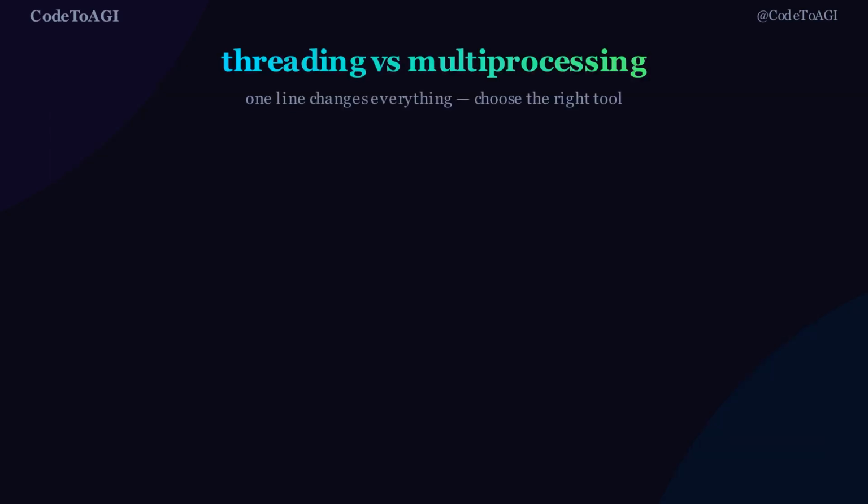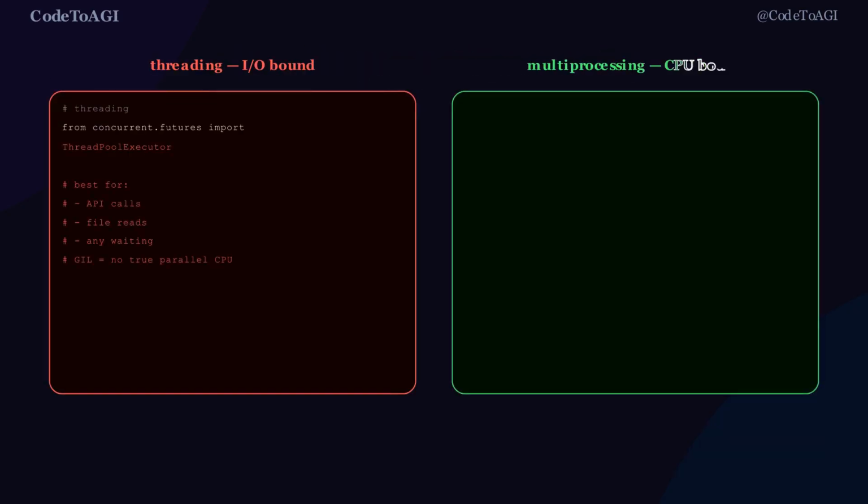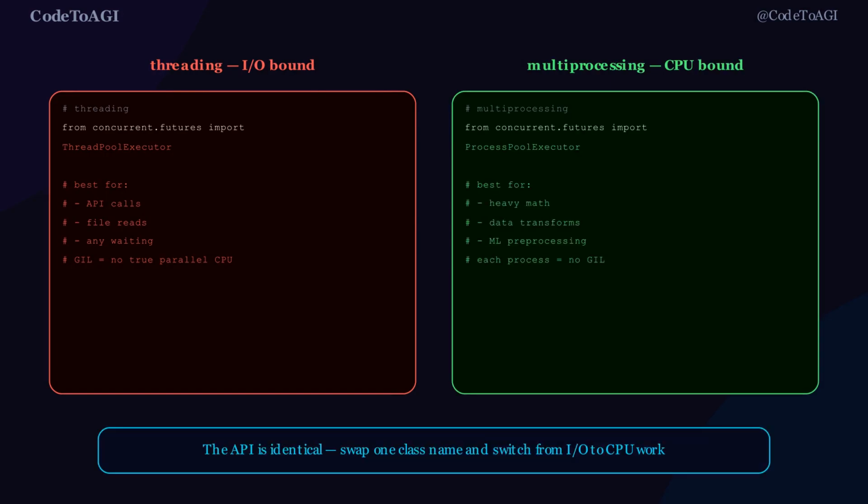The 2 tools side by side. ThreadPoolExecutor. I/O-bound tasks. API calls, file reads, network requests, all great with threads. The GIL doesn't matter here. Threads mostly wait anyway. ProcessPoolExecutor. CPU-bound tasks. Heavy math, data transforms, model preprocessing, use processes. Each process has its own Python and its own GIL. The class names are different. Everything else is identical. 1 decision. I/O or CPU. That's the whole framework.